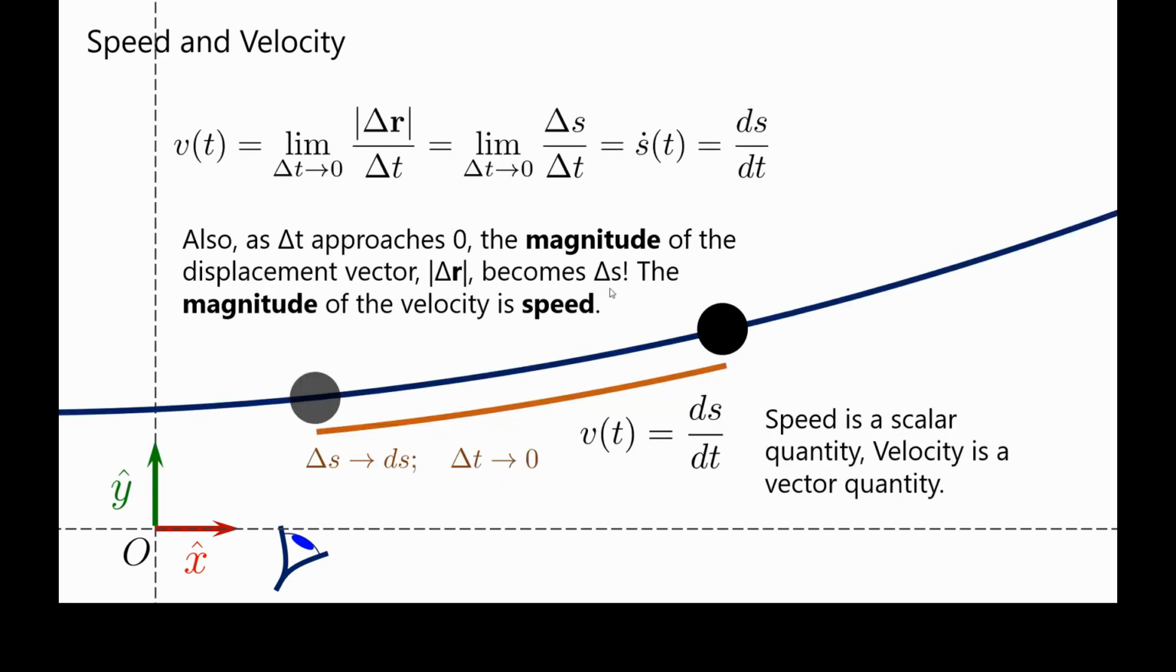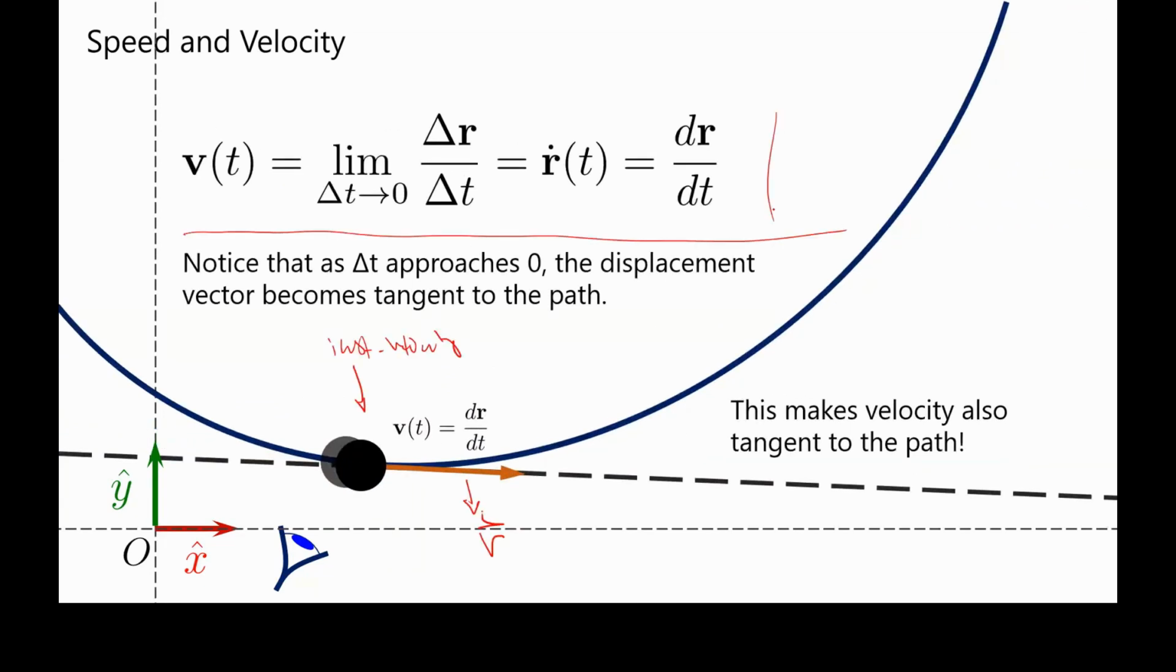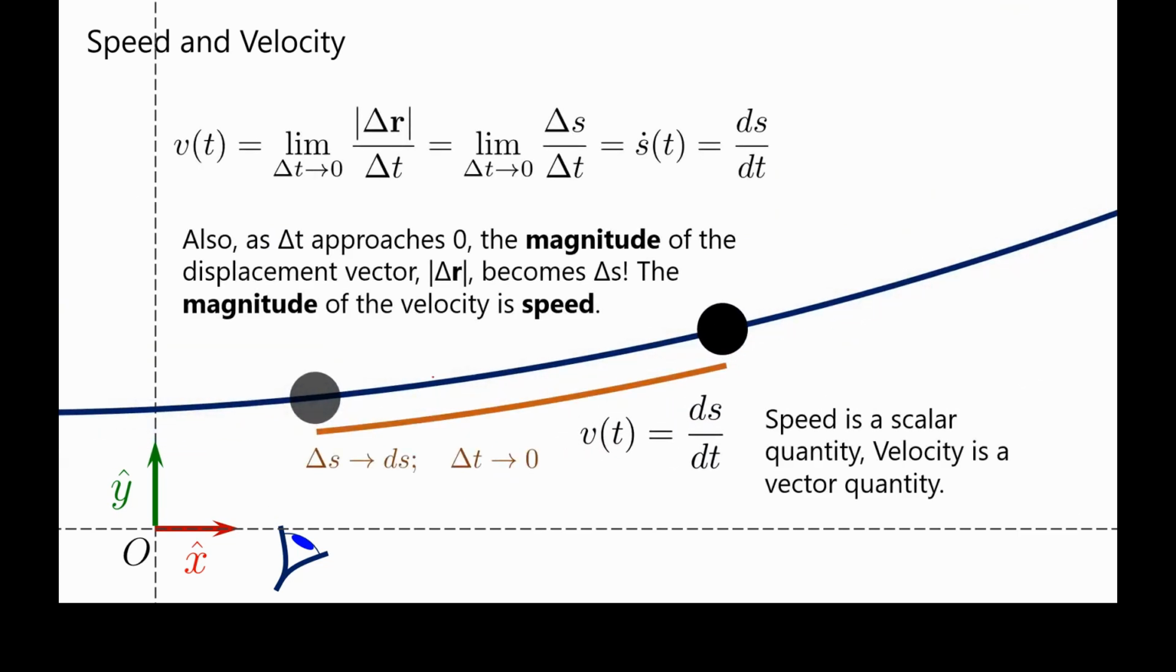Also, take note. Earlier, this is the vector expression. Now, if you take the magnitude of your velocity and the magnitude of your displacement vector, which is the absolute value of delta R, and you take the limit as delta t approaches 0, you are now getting the path coordinate. So you are solving for the path coordinate and its derivative over time. The magnitude of your displacement vector becomes your delta s. The magnitude of the velocity is speed, at least the instantaneous velocity. The magnitude of your instantaneous velocity is the instantaneous speed. Again, speed is a scalar quantity, velocity is a vector quantity.